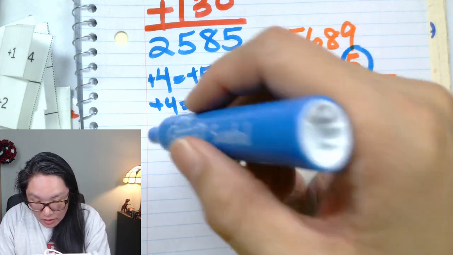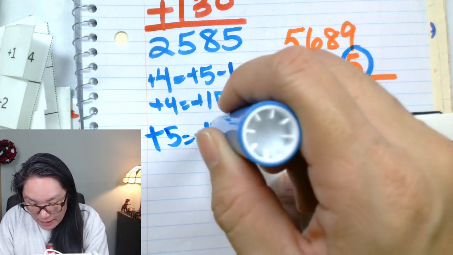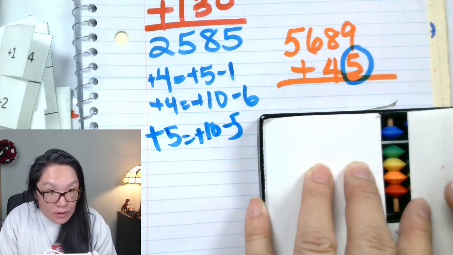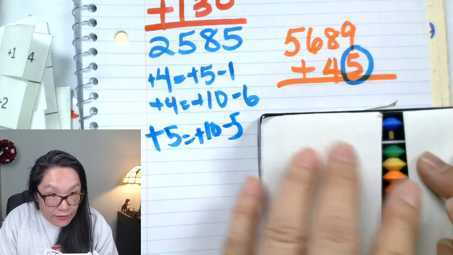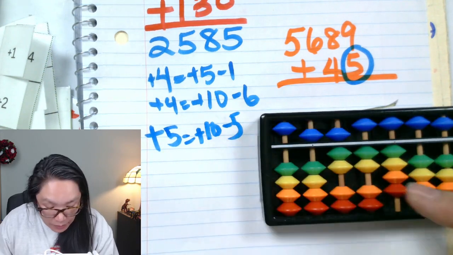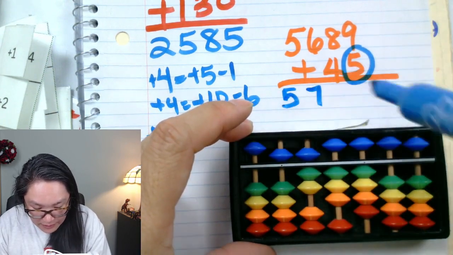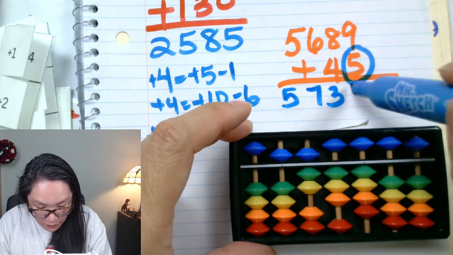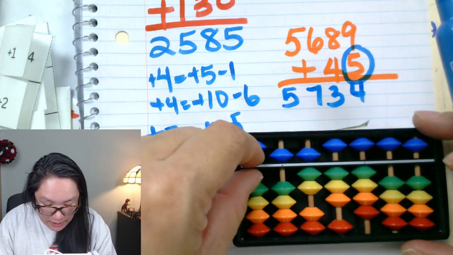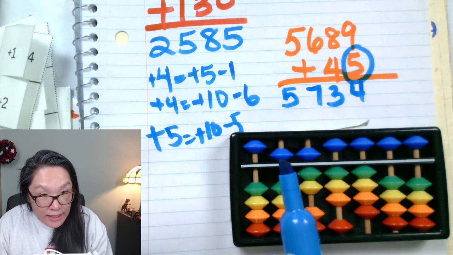We know this. Plus the 5 is equal to plus the 10 minus 5. So all I have to do is minus the 5 and then plus the 10. Yes, I'm going to plus the 10. So my final answer is 5, 7, 3, 4. Now do you see how reading the numbers makes sense? This is why I stress reading the numbers, because all I have to do is just move my beads and then I have my answer.